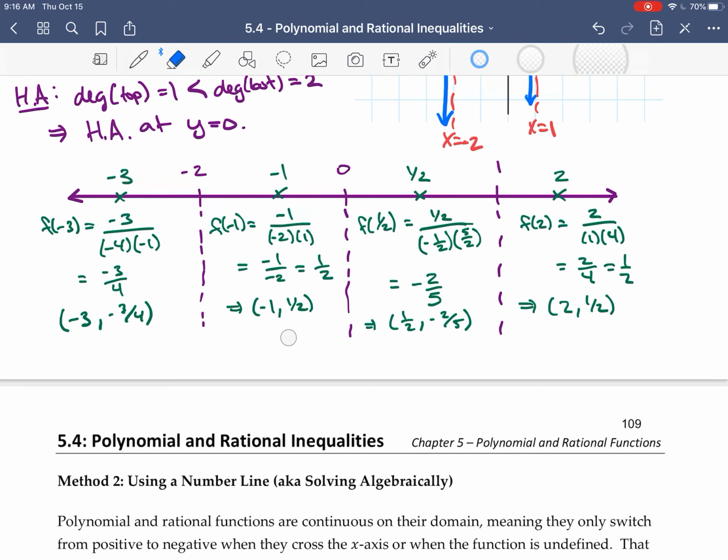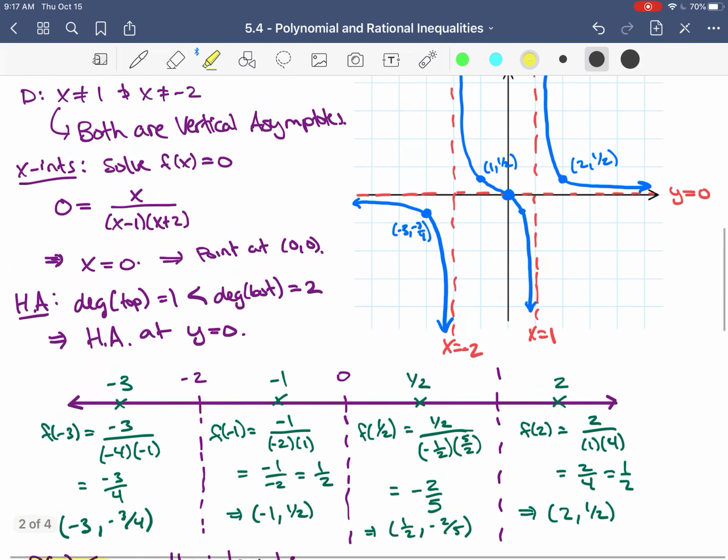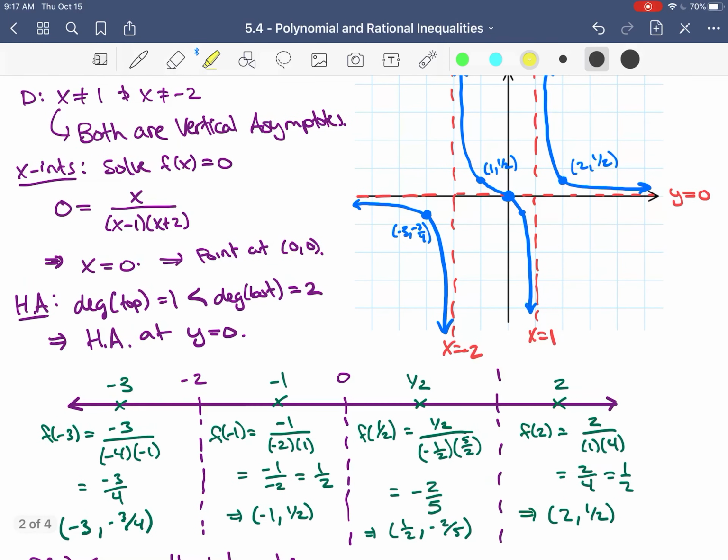Maybe I'll just erase these. So f of x is less than or equal to 0 on the interval. So I look on the graph. Maybe let's highlight. Less than or equal to 0, so I want below the x-axis. So that's this part, the x-intercept, and this part, and that's it.